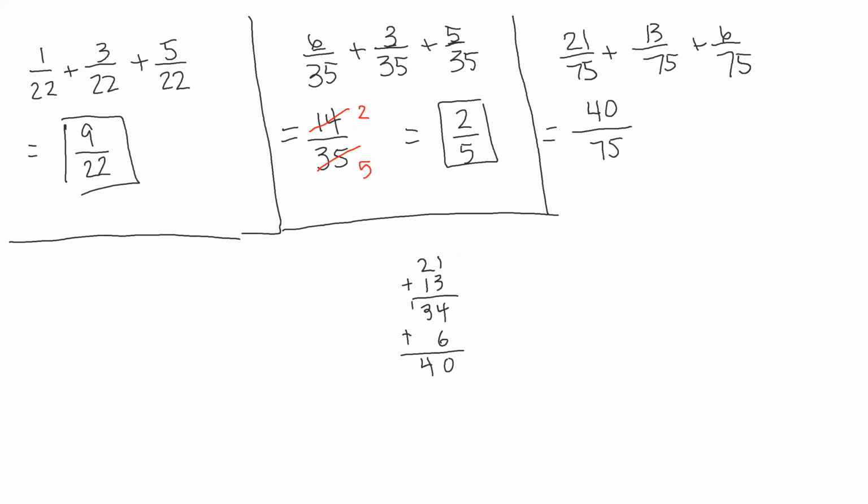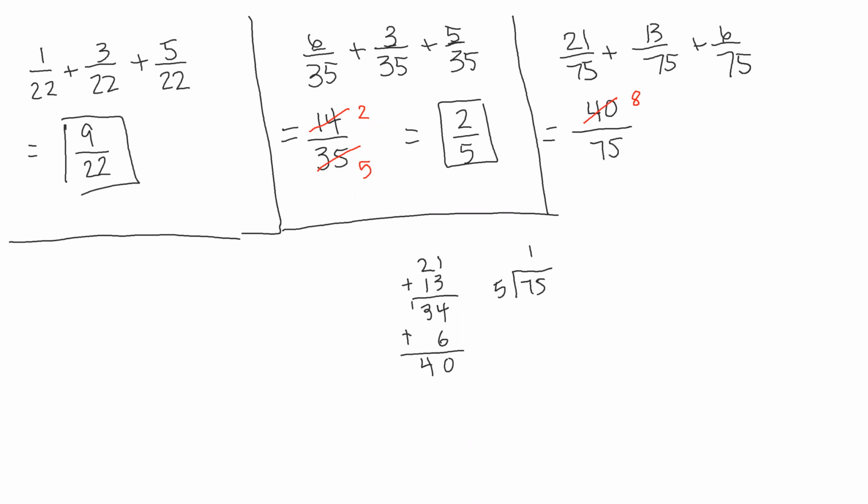I see that 40 ends in 0, 75 ends in 5. And if you go back to some of the previous videos about divisibility rules, if a number ends in 0 or 5, it's divisible by 5. So 40 divided by 5 is 8. And let's say you don't know what 75 divided by 5 is. No big deal. Do a little side work, okay?